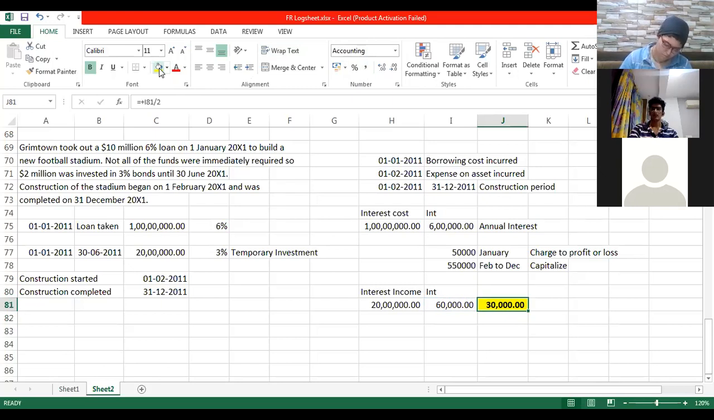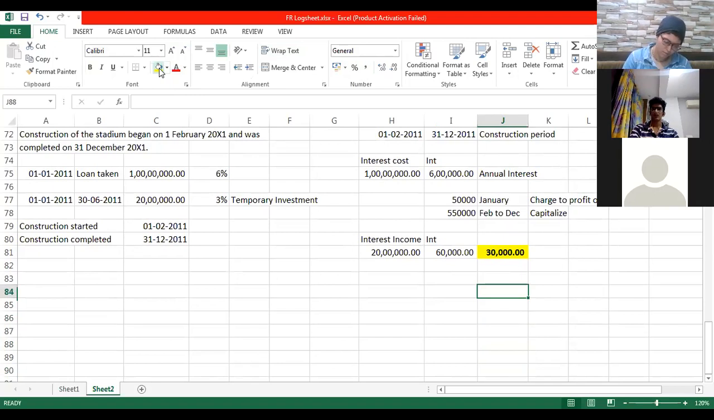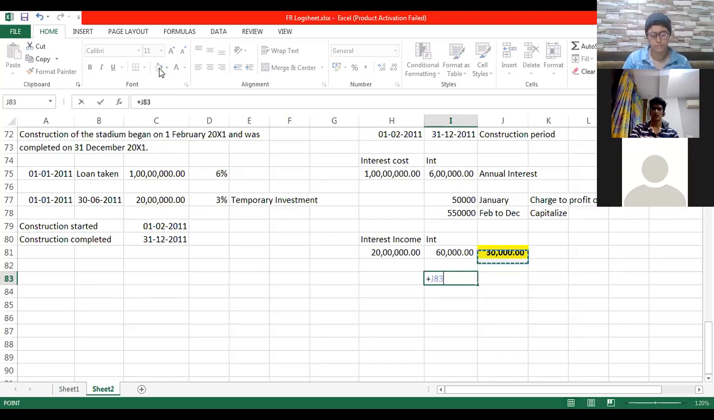Now for the month of January, there was no construction activity going on. So for the month of January, we cannot capitalize it. So here also we need to divide this into two parts. So 30,000 is the interest income for 6 months. So how much for 1 month? We can capitalize only 5 months, that is from February to June. So this into 1 divided by 6. This is for the month of January, charged to profit or loss as income.